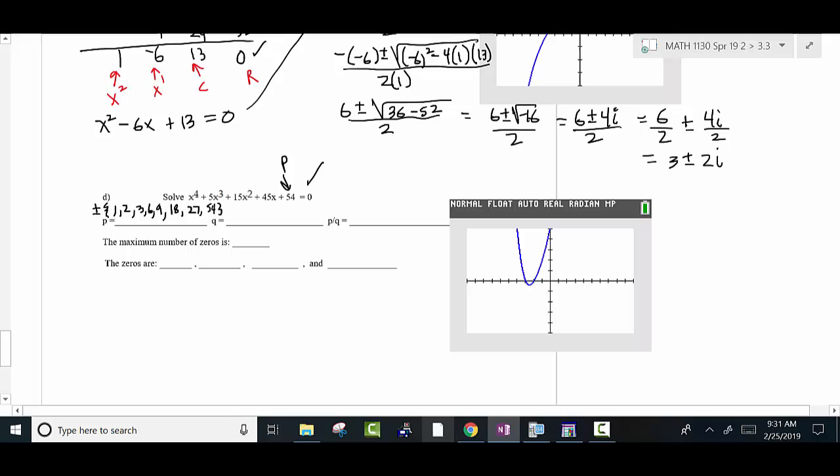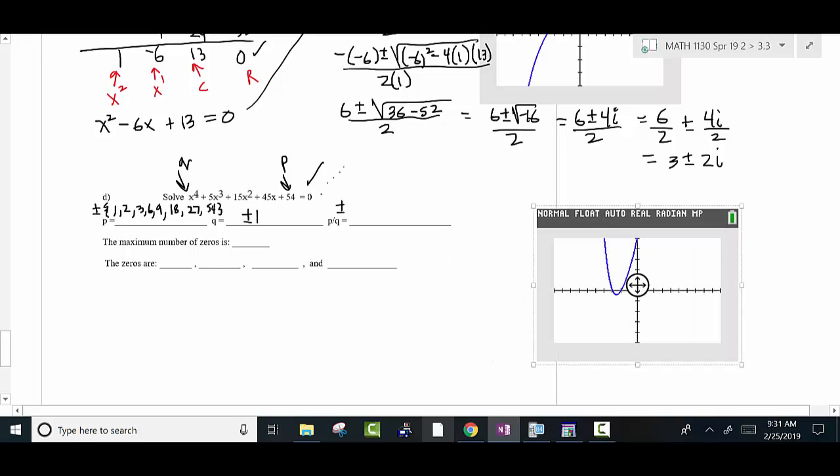Okay? Q is all of the factors of 1. So that would just be plus minus 1. So what's the P over Q list? It's just the P list. So what you could do on this is just write the P list then. So that would just be plus minus 1, 2, 3, 6, 9, 18, 27, and 54. You could do the bounds theorem if you wanted to, but there is no point in doing that.